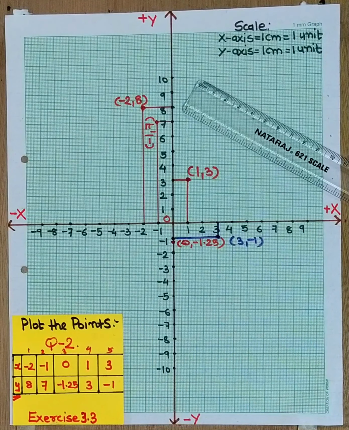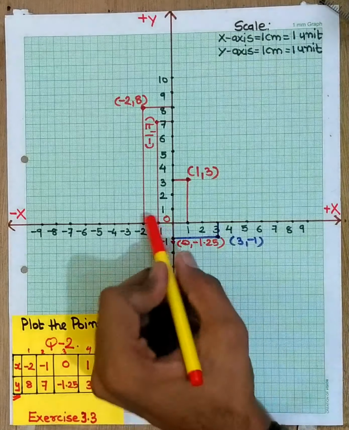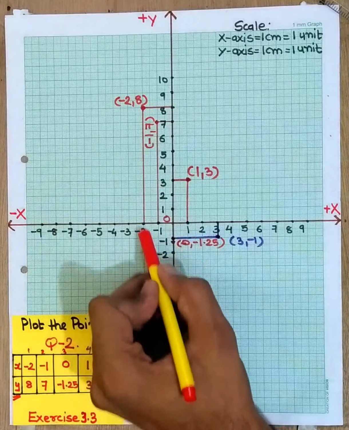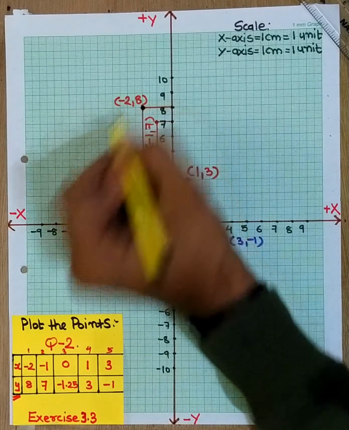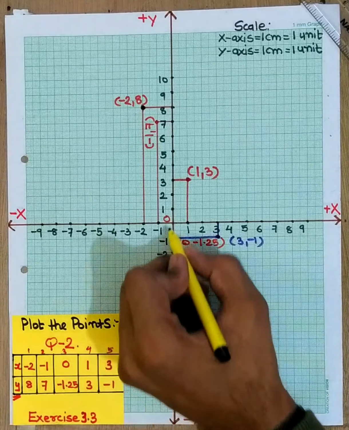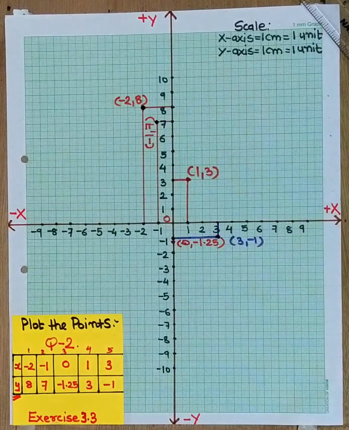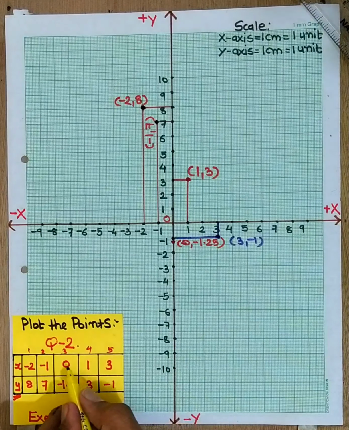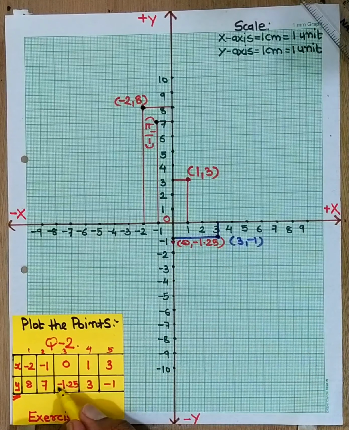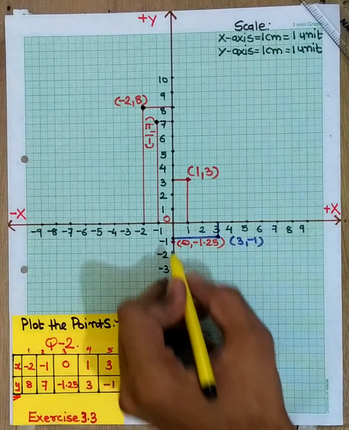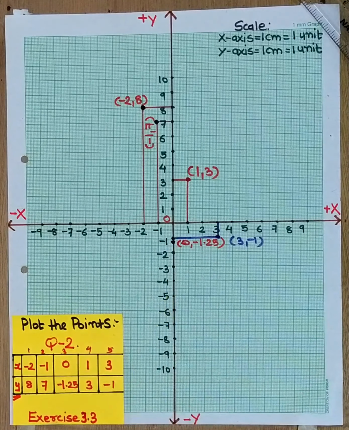Clear? So very carefully you see the first point -2, 8. So we started from -2, then 8, they intersect over here. So our point lies over here. Then we have -1, 7. So starting from -1 going towards 7, the second point lies here. The third point, very careful, 0. So no value on x-axis, only the value will lie on y-axis, that is -1.25, slightly below -1. So our point lies over here.